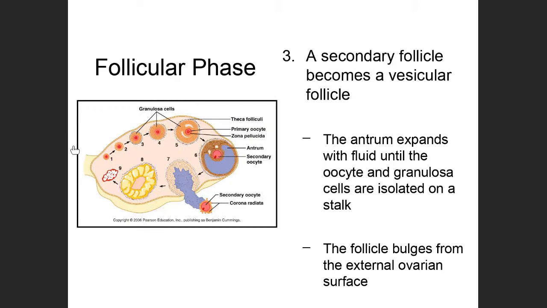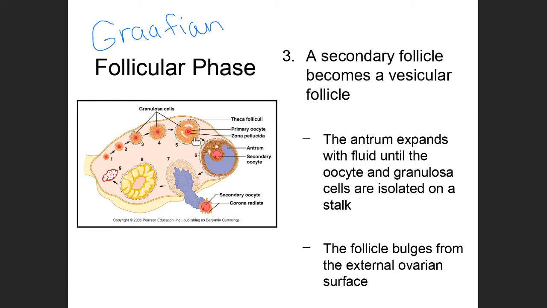As secondary follicles continue to develop, they become what's known as vesicular follicles. They're sometimes also referred to as Graafian follicles. So I'll spell that out for you. You may see this term used for them. And sometimes they're just referred to as mature follicles as well.